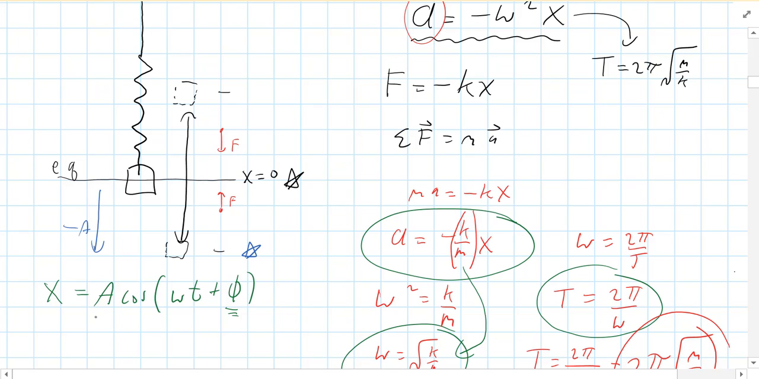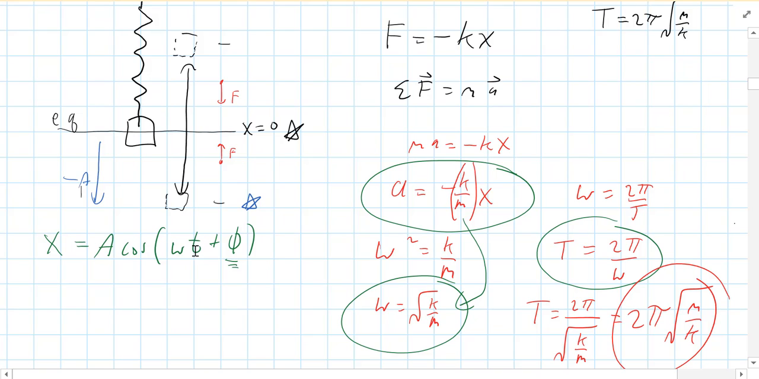Okay, so how do we make this equal to negative a? Well, you have to make cosine equal to negative 1. At time equals 0, this whole thing equals phi. So what does phi have to be so that cosine of phi equals -1? Well, phi has to be equal to pi. Cosine of pi, which is the cosine of 180, is -1. So in that case, your phi would be pi.